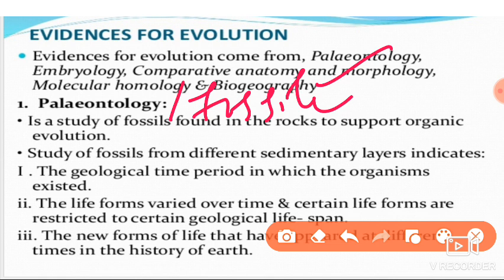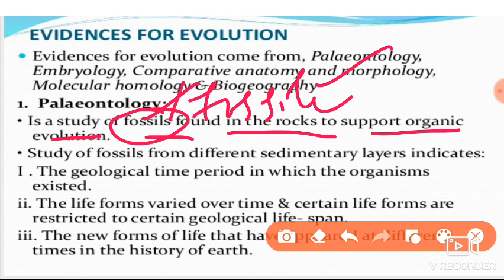The first point is that the study of fossils found in the rocks supports organic evolution. Fossils are usually found in rocks or sediments. How are sediments formed? With the help of rocks and soil. In those rocks there is a presence of hard parts of organisms, which are nothing but fossils. For example, bones can survive for a longer time. These hard parts of our body get settled in the rocks, and we call them fossils.